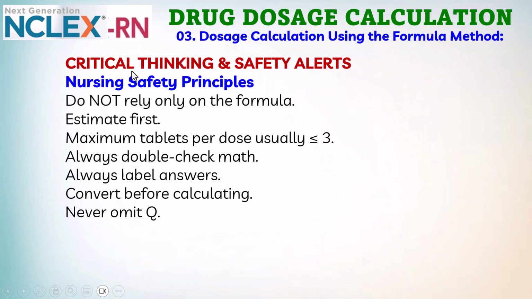Let's talk safety. Never rely on the formula alone. So you have to estimate first and keep in mind maximum tablets per dose are usually 3 or fewer, but some exceptions are there. But when the exceptions occur, you have to double check it. So always double check the math and always label the answers. Whether it is milliliter, milligram or microgram, you have to label the answer. And if the units are different, convert before calculating and never omit Q.